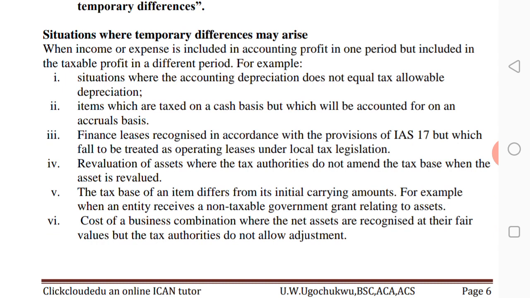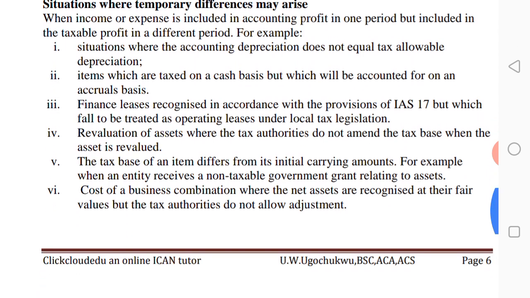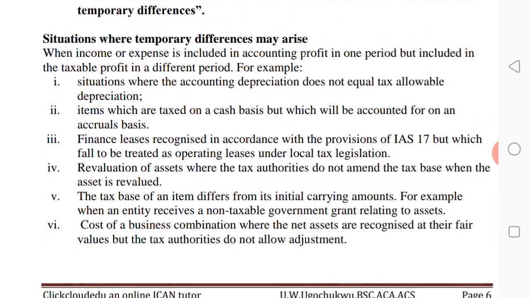So when income or expenses is included for accounting purposes in one period, but included in tax profit in a different period, there will be a temporary difference. It is the timing of recognition of an item in the financial statement that will lead to a temporary difference. I would say one situation is where the accounting depreciation does not equal the tax allowable depreciation, which is capital allowance. So what warrants a temporary difference is our depreciation and the capital allowance.